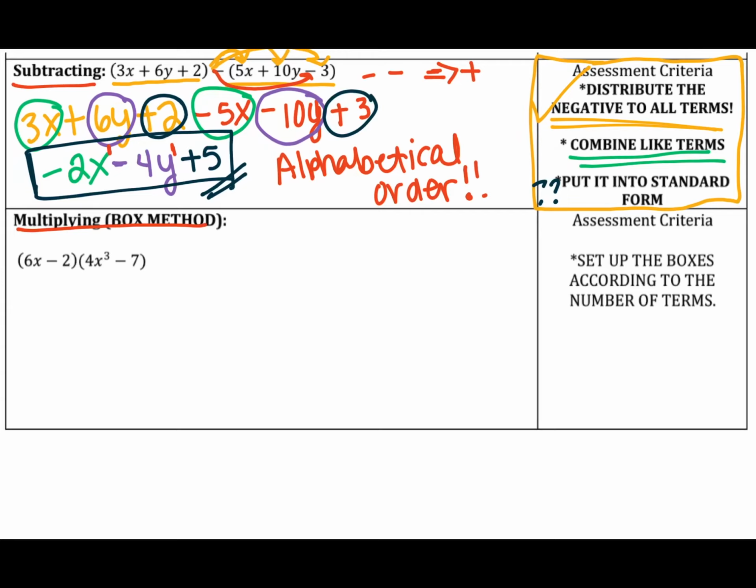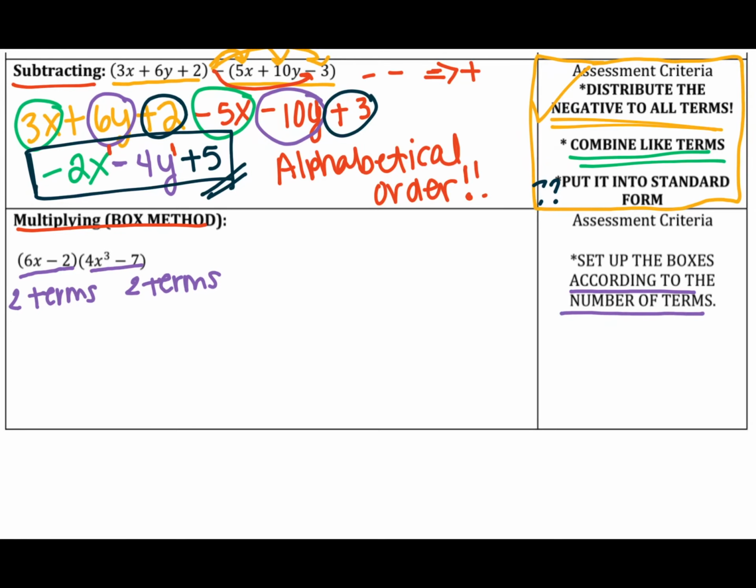Let's see. All right. So multiplying, and in parentheses, it says the box method. What exactly is the box method? Well, let's take a look at, of course, the criteria. So it says set up the boxes according to the number of terms. Now, what does that mean? Well, this expression has 2 terms. And this also has 2 terms.